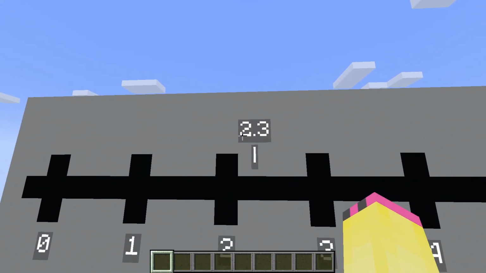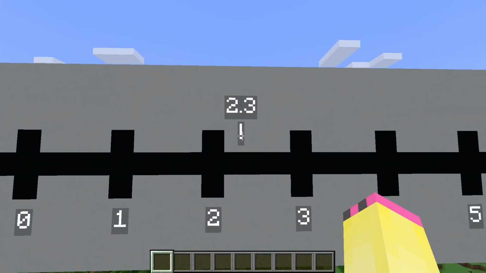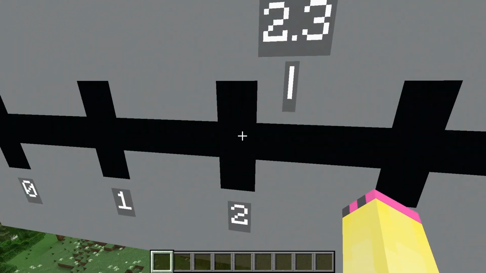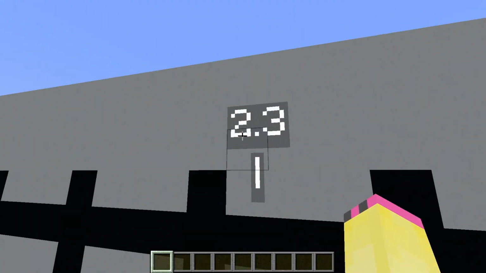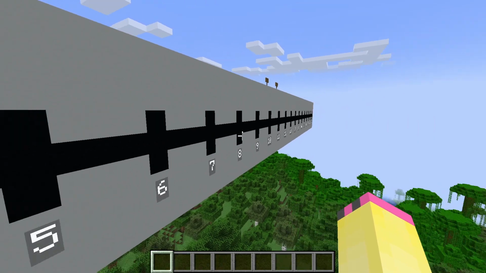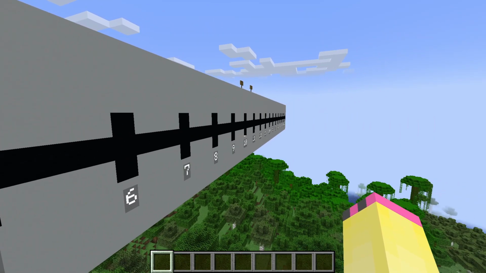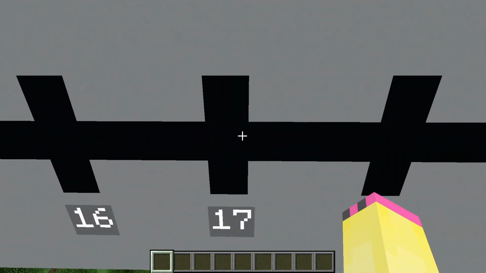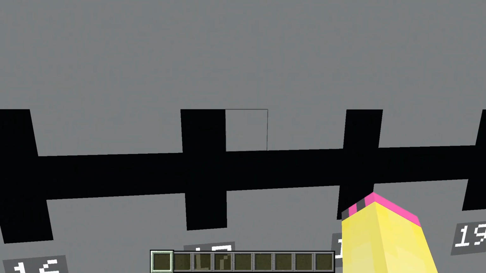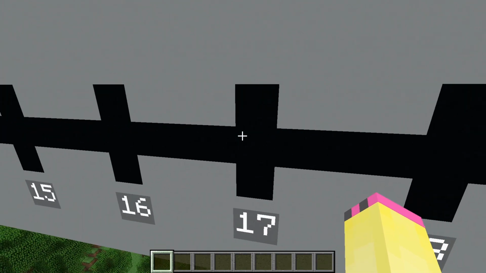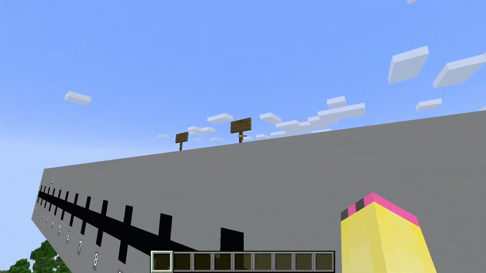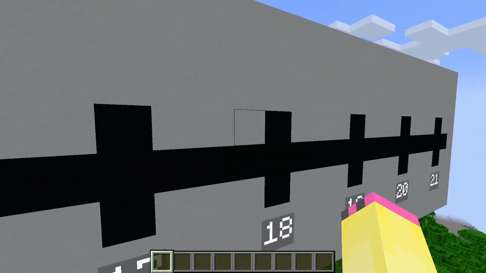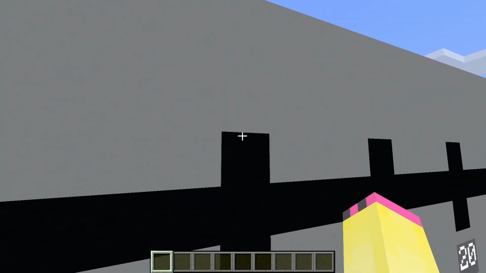2.3 is a bit more than 2 and a bit less than 3. Let's do the same thing now with the number 17.95. First, we're going to go to 17, and then we're going to go 95 hundredths this time, because 17.95 is 17 and 95 hundredths. And that lands us right about here.